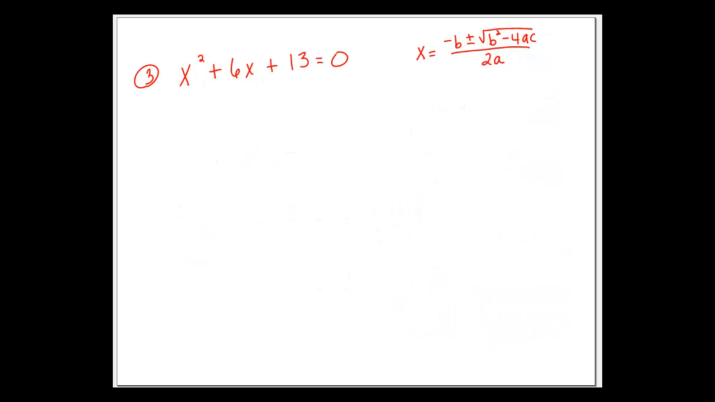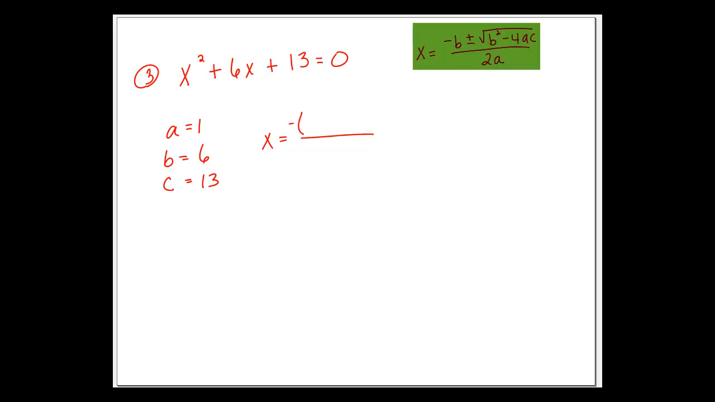Okay, example 3, our equation is already set equal to 0, so we can define a, b, and c again. A is 1. If you don't see a number in front of the variable, you know the coefficient is 1. B is positive 6, and C is positive 13. Plugging into our formula, x equals, again, negative b, which is negative 6, plus or minus the square root of b, 6 squared, minus 4 times a, which is 1, and c, which is 13, all over 2 times a, which is 1.